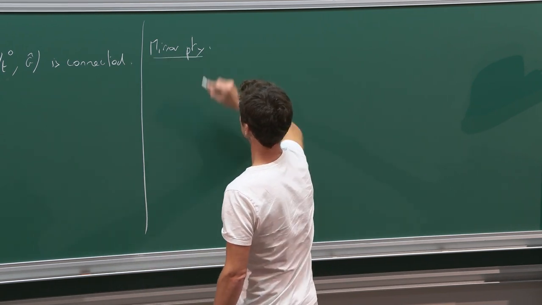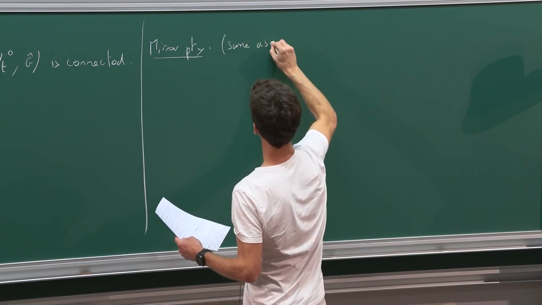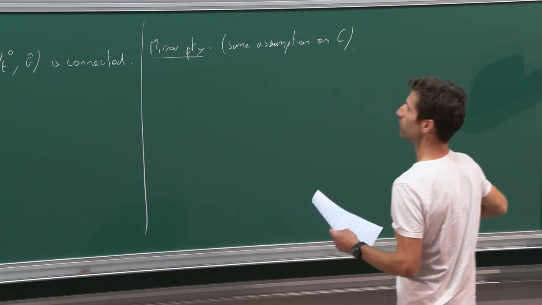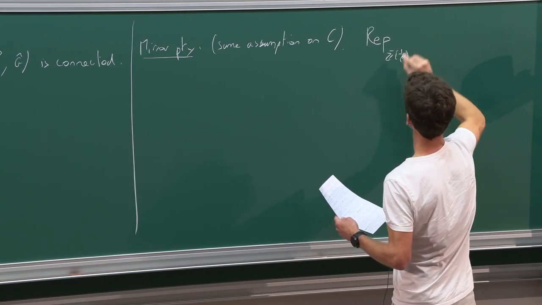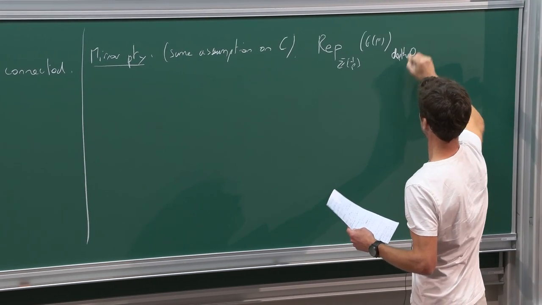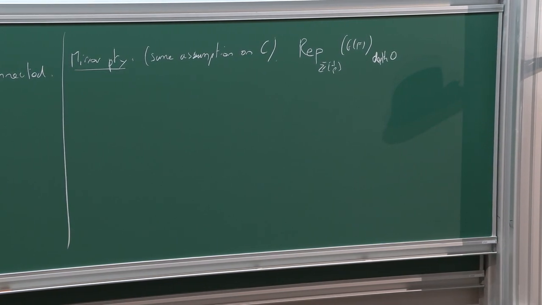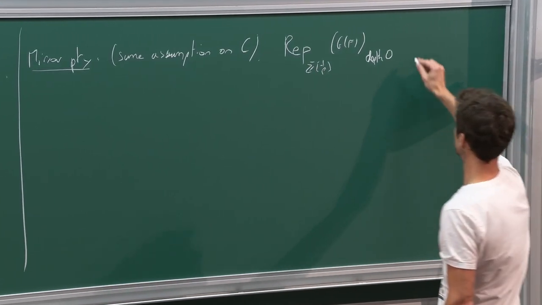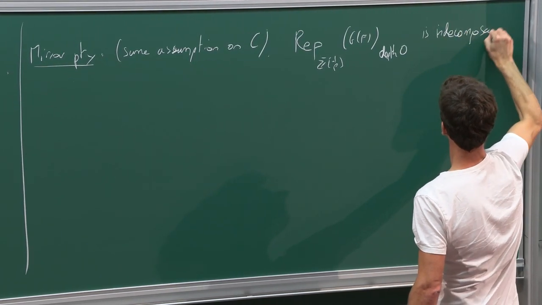So a mirror property is that under the same assumption on G, if you look at the category of representations of G(F) of depth zero, you can make sense of this as a direct summand of the category. Depth zero has appeared in Jessica's talk. And this is indecomposable. So this is a block, if you like.